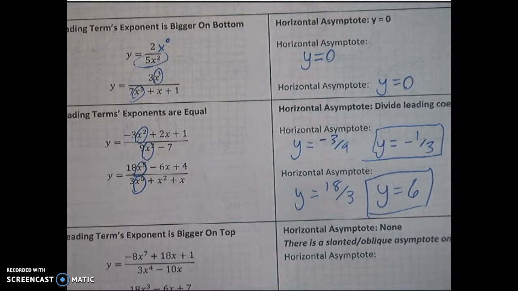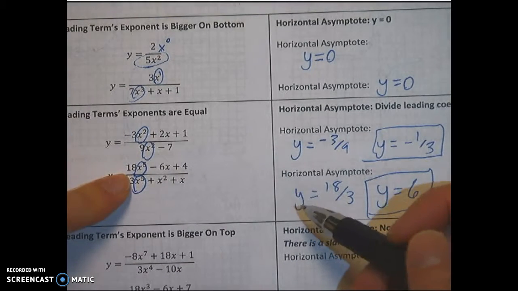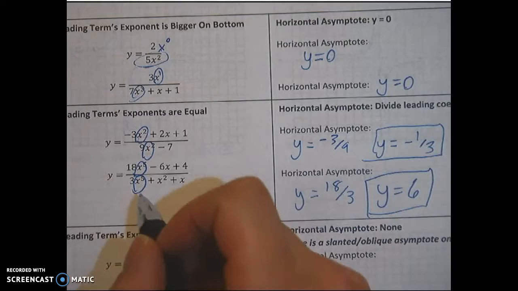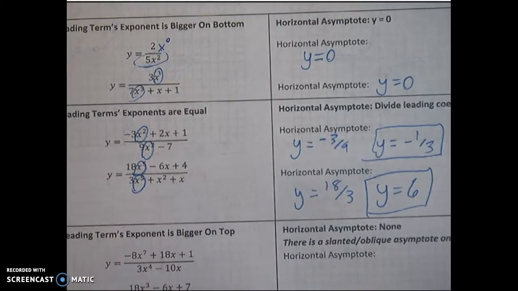So it's not always going to be y equals 0. Sometimes, if the exponents are the same, then we can find it a little bit differently. We'll divide the leading coefficients. Now make sure you take the coefficient that's on the biggest exponent.